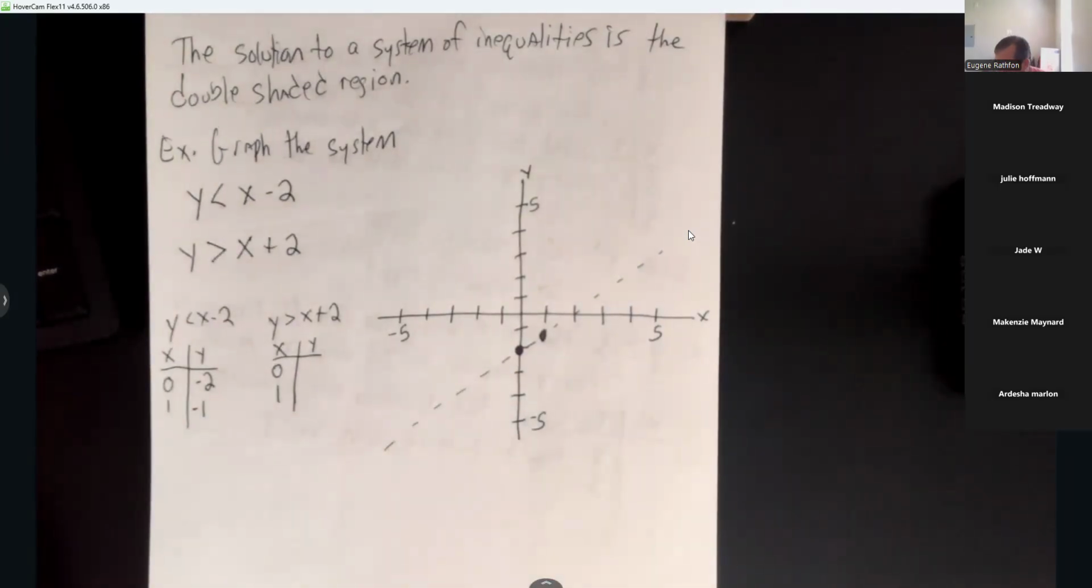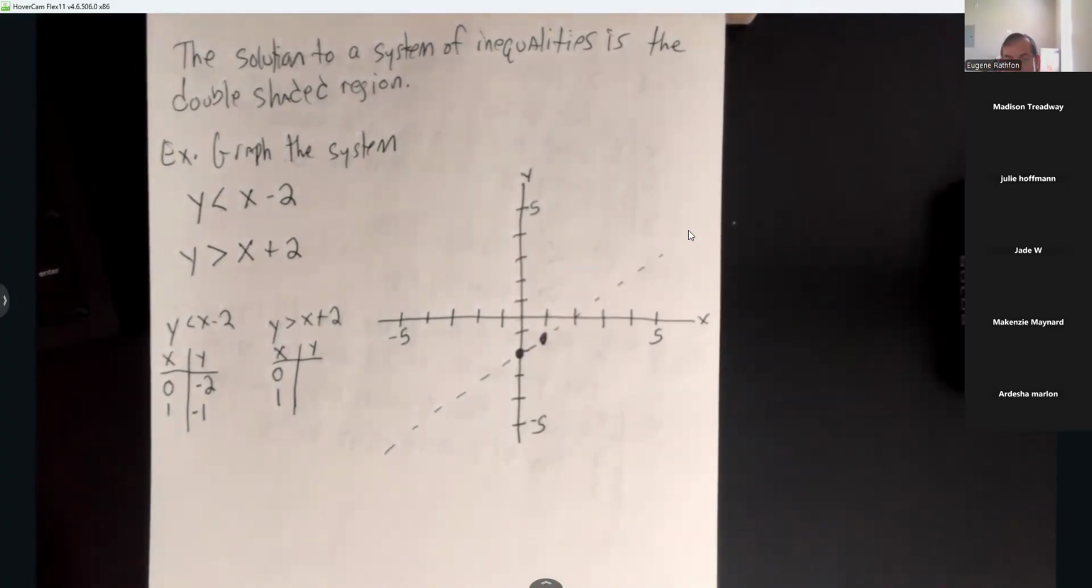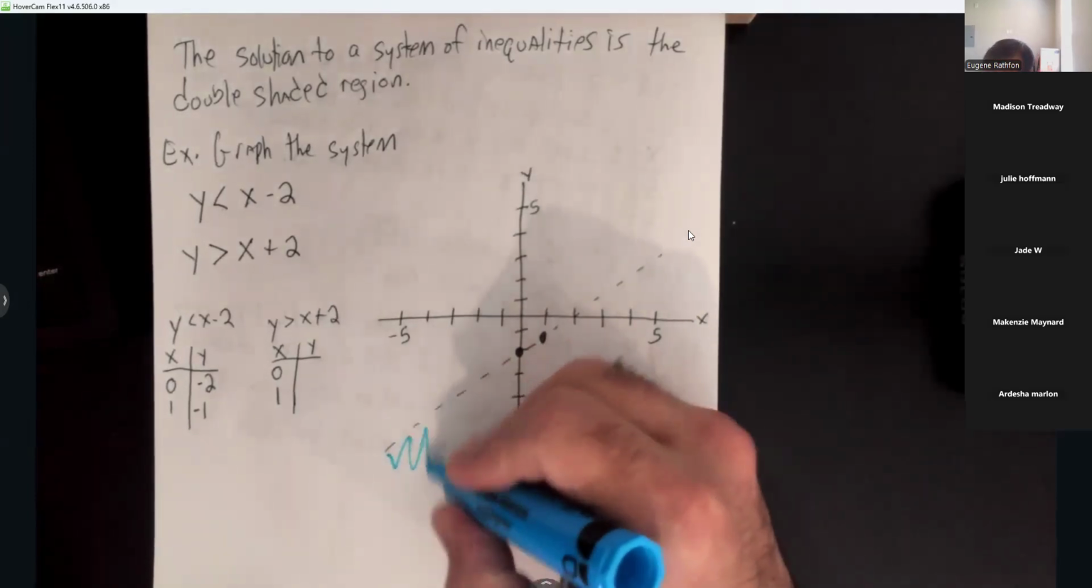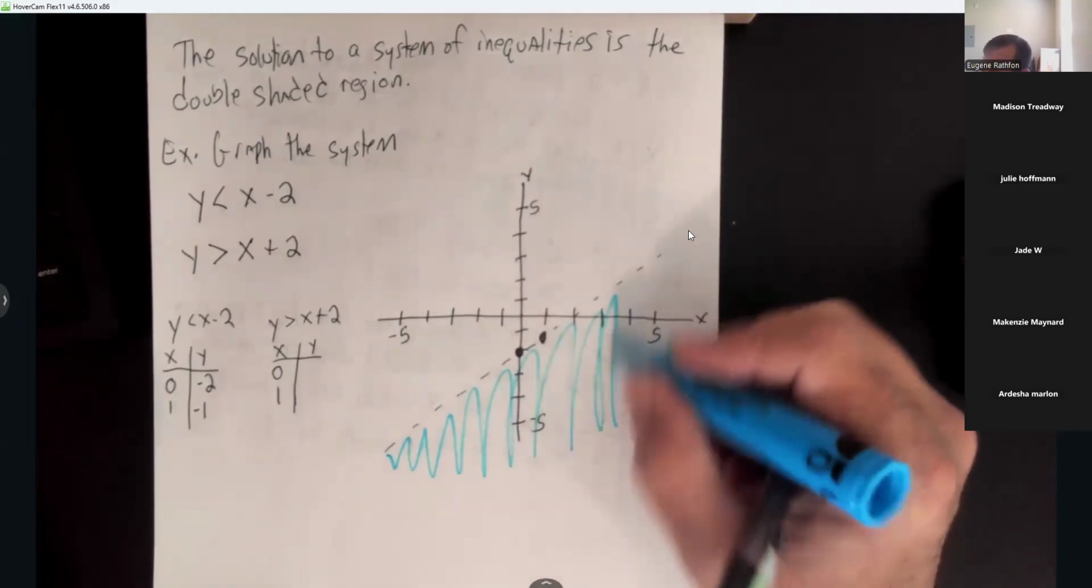So y'all, the question is, would I shade that line above or below? So y'all want to shade it below. So you would just sort of come in and shade that line below, okay?